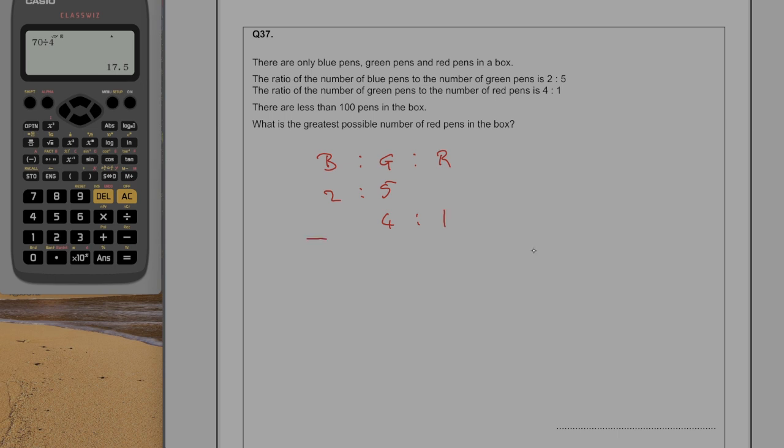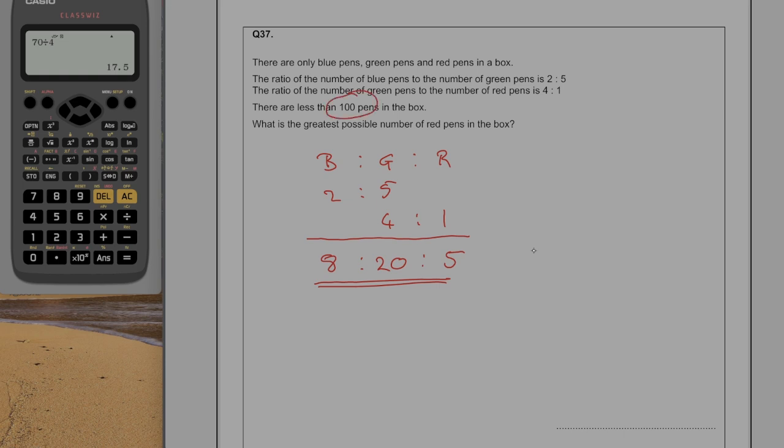So we're going to combine these ratios, and it's the green one that determines how we combine them. The lowest common multiple of 5 and 4 is 20. So if we make these all equivalent fractions where the green part is 20, we can combine them. To get from 5 to 20, we times by 4, so that must become an 8. And then to get from 4 to 20, we times it by 5, so that would be 5. So that's our simplified ratio for all 3 parts.